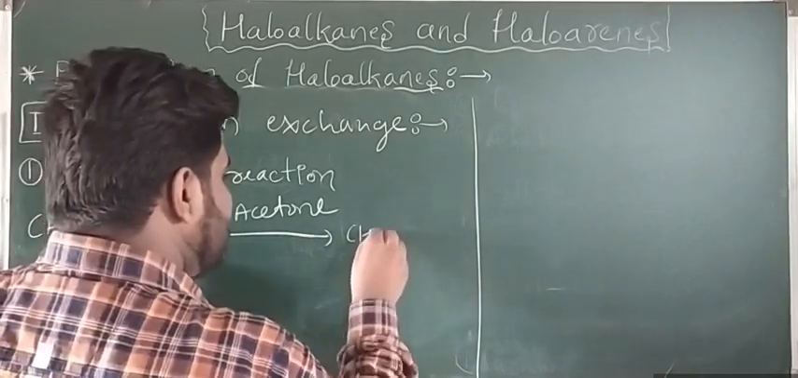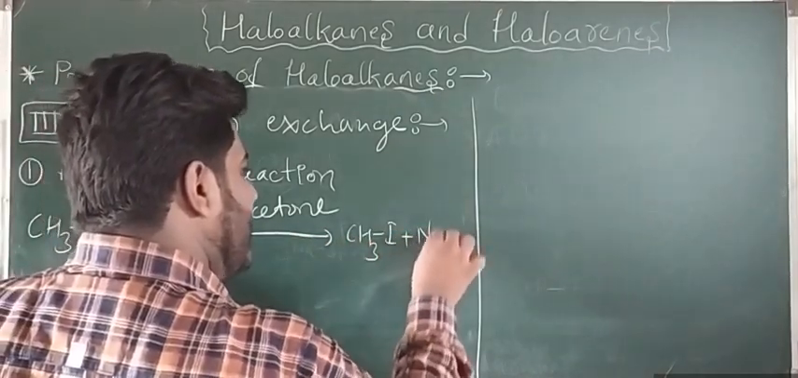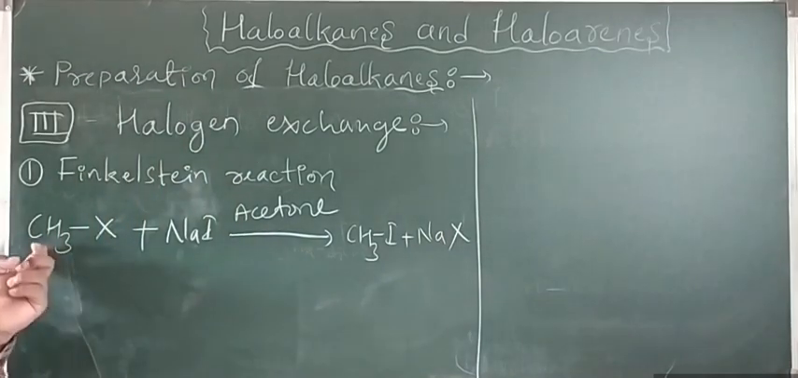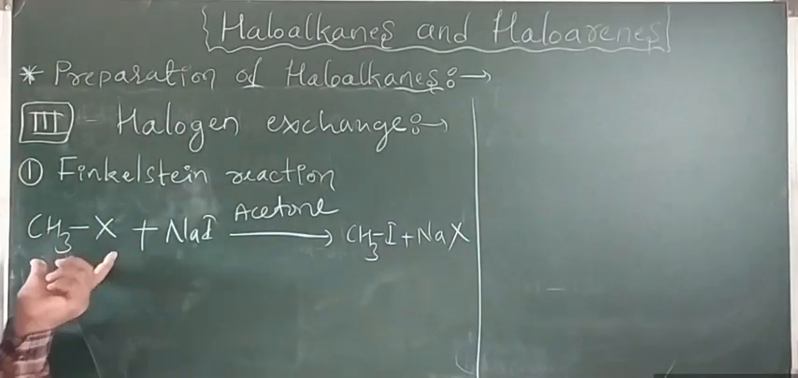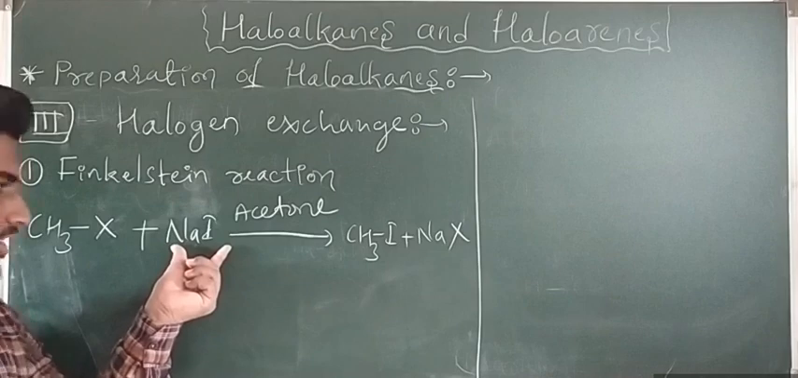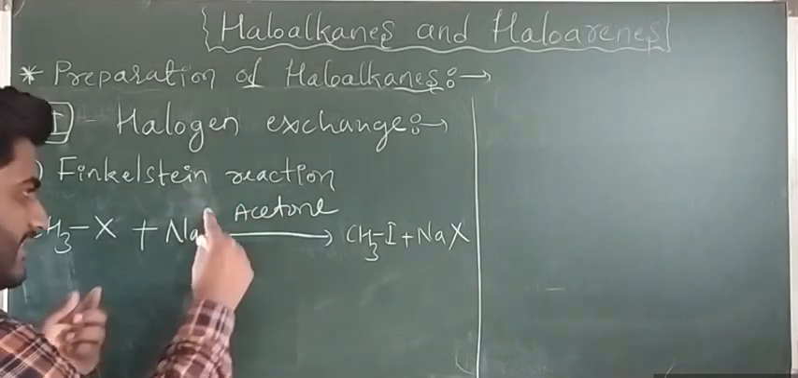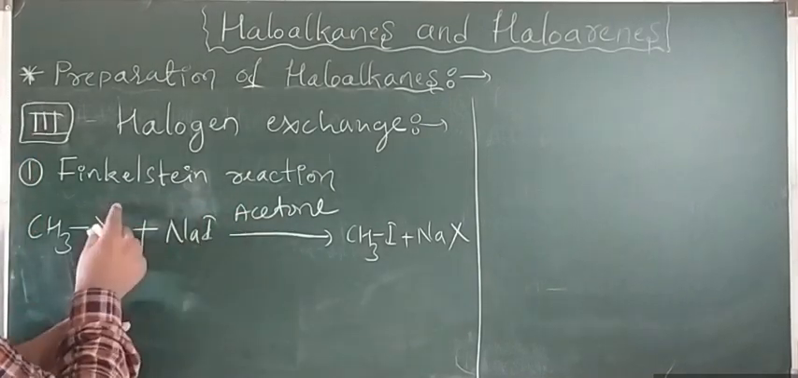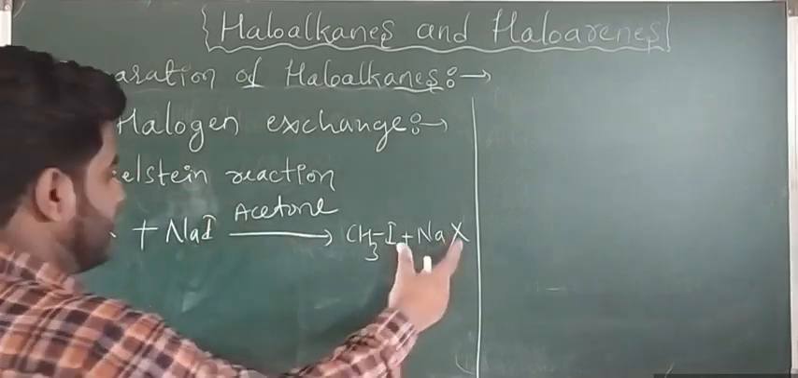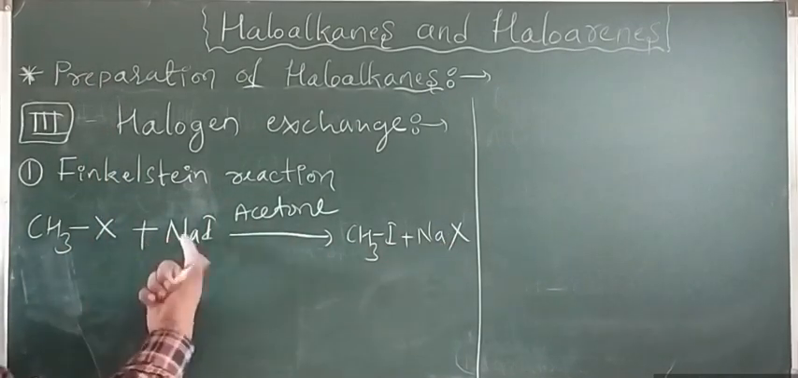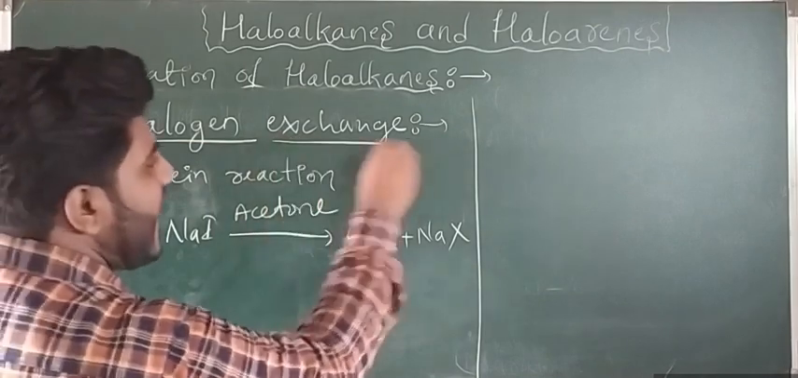So what are we getting? CH3I and NaX. Look at here. This is methyl halide. This is sodium iodide in presence of acetone. This I is given to this methyl group. This X is given to this sodium. That's it. So here the halogen is exchanging, right? Therefore the name halogen exchange.